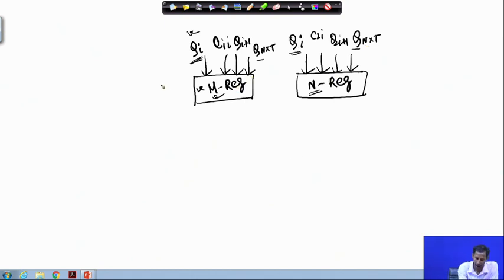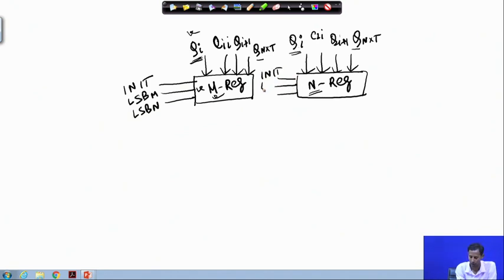And what was the control signal? The control signal was that I need the LSB of M and the LSB of N. Here also the same thing, I need the LSB of M and LSB of N. In the last class we already developed this circuit for C1 and C2. Now we have to build the final architecture.